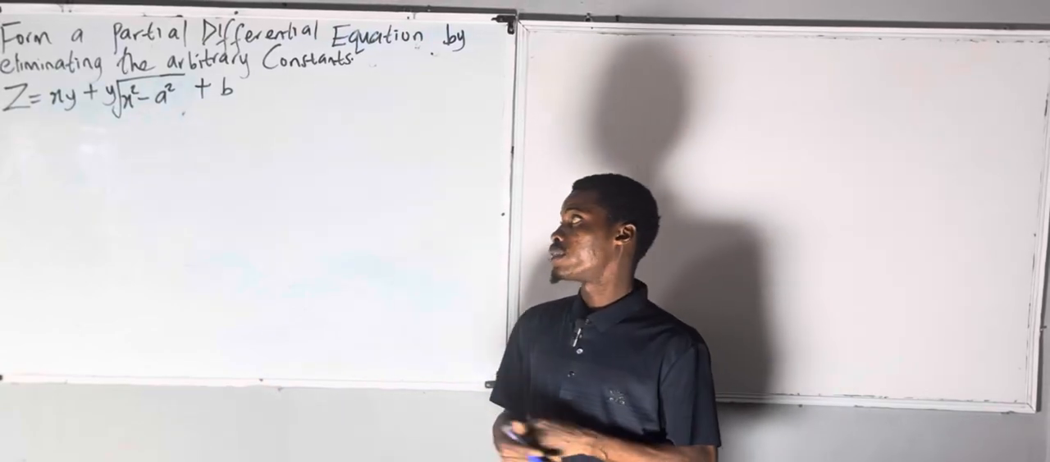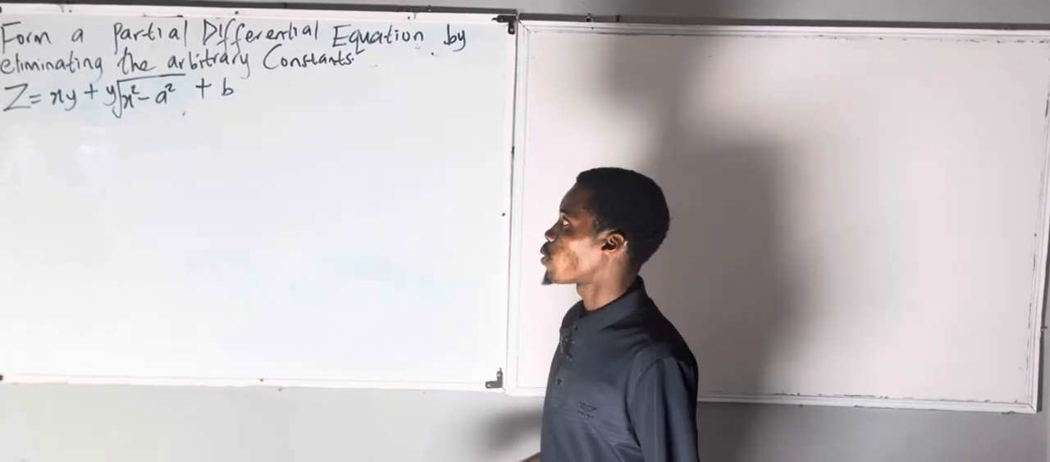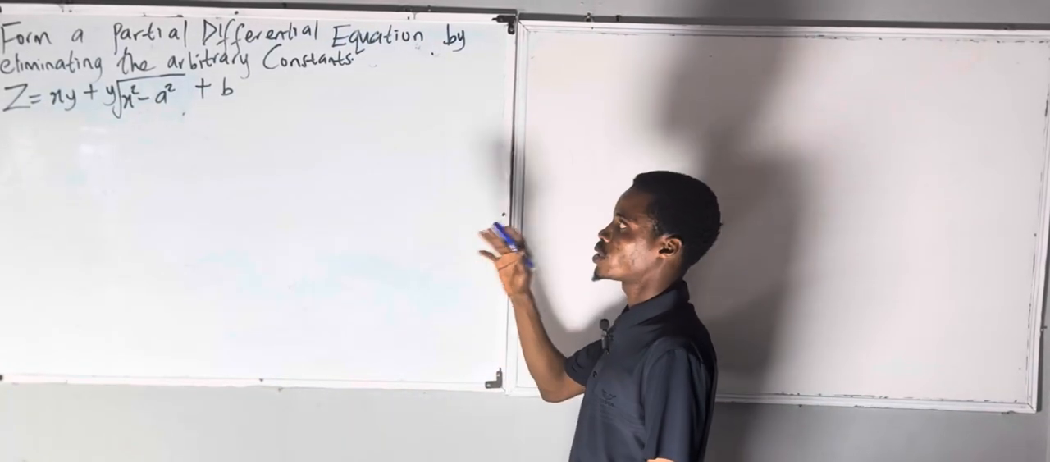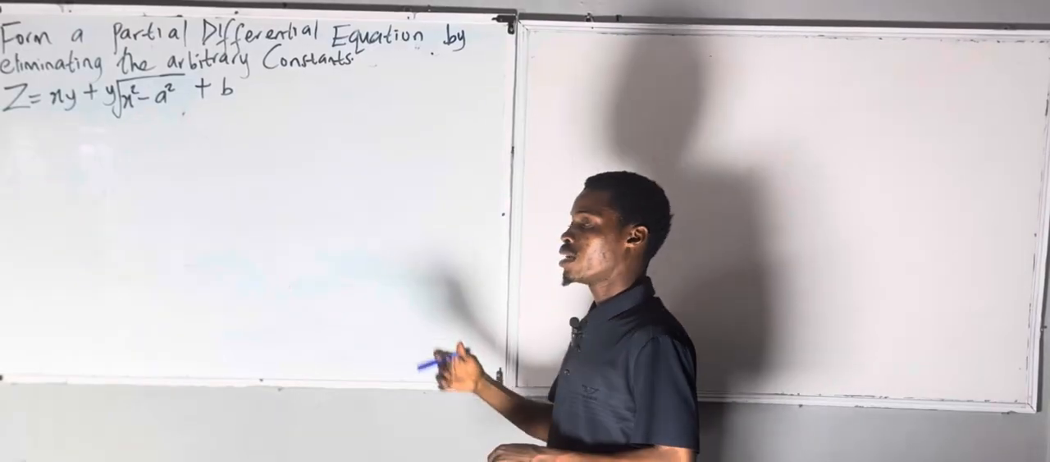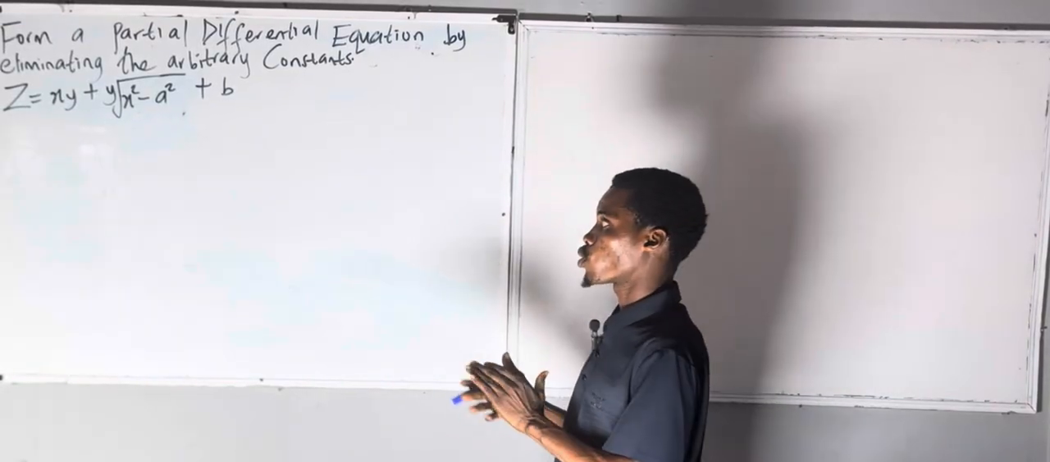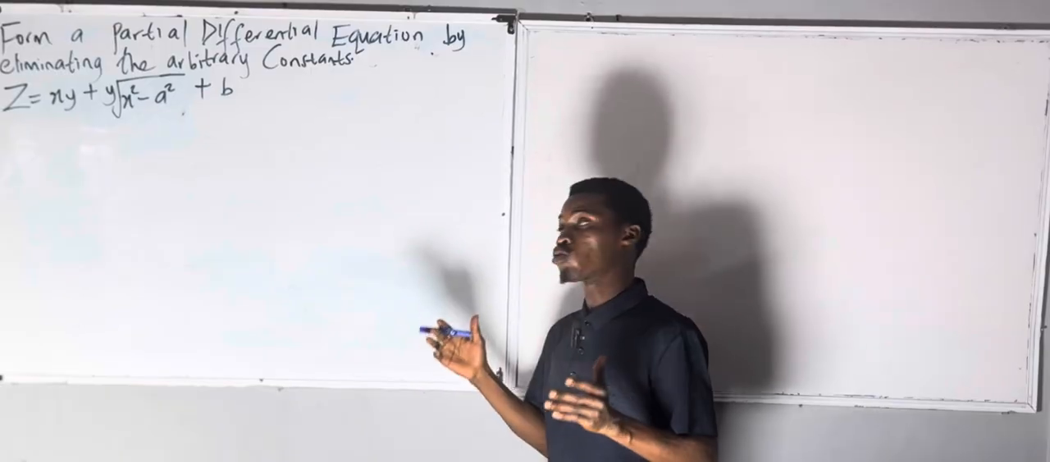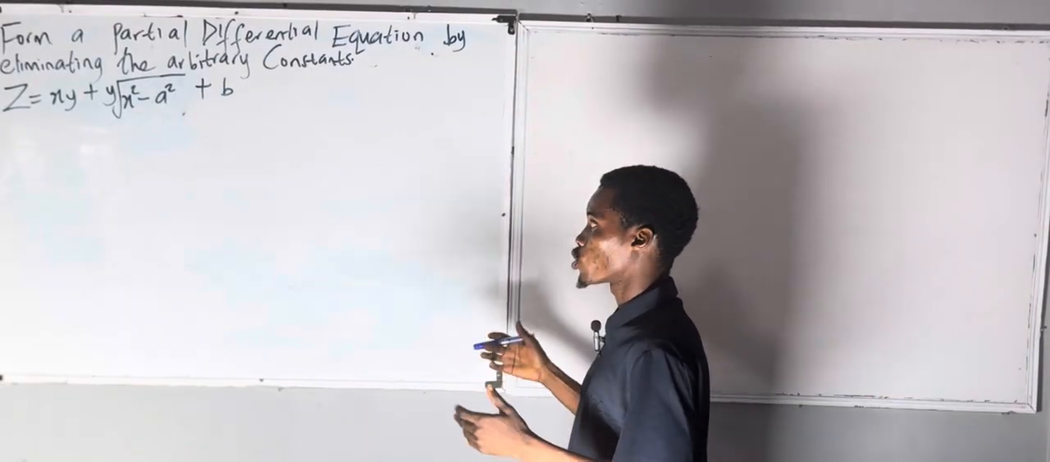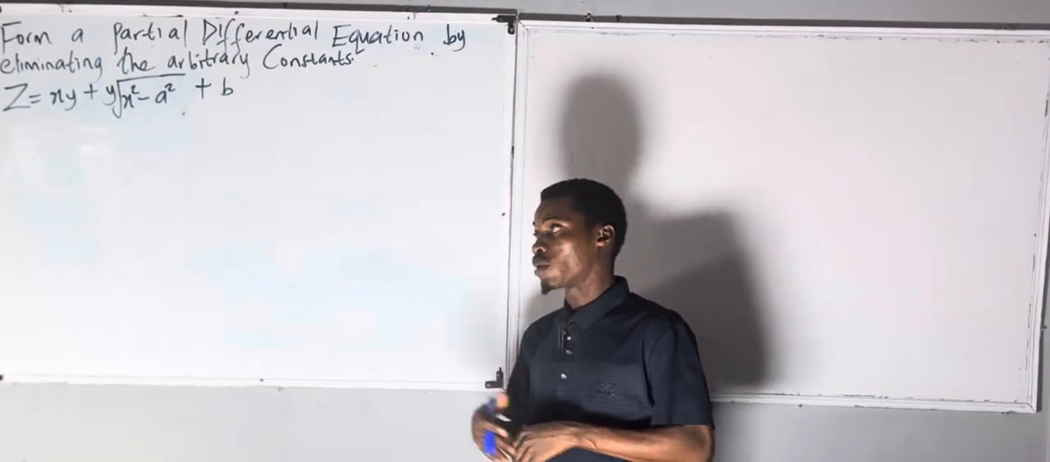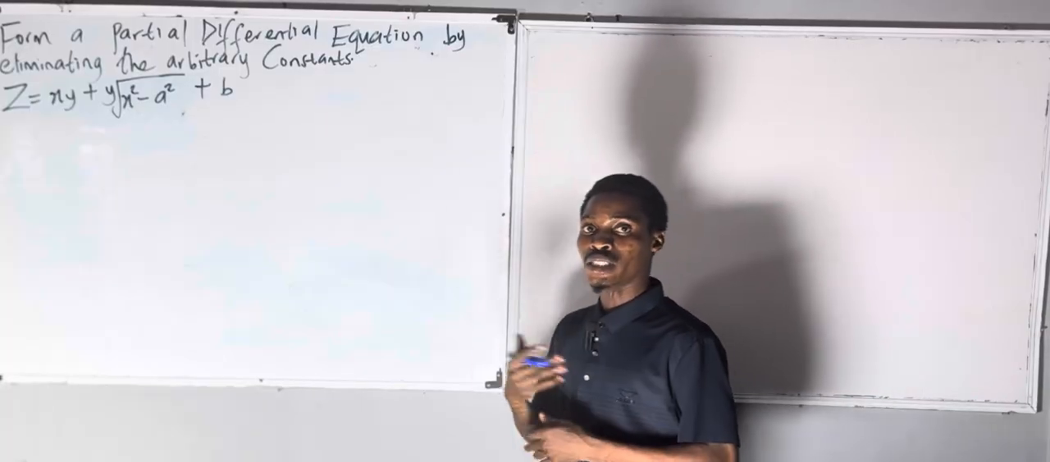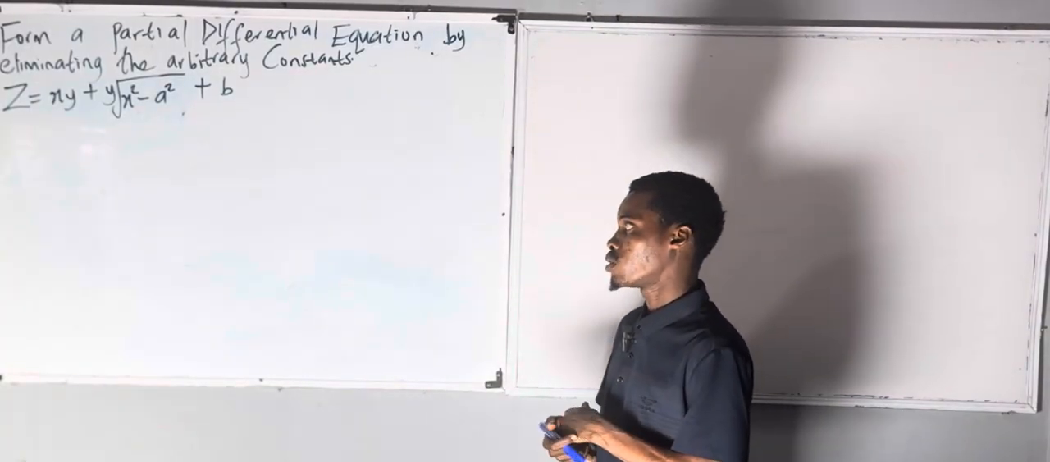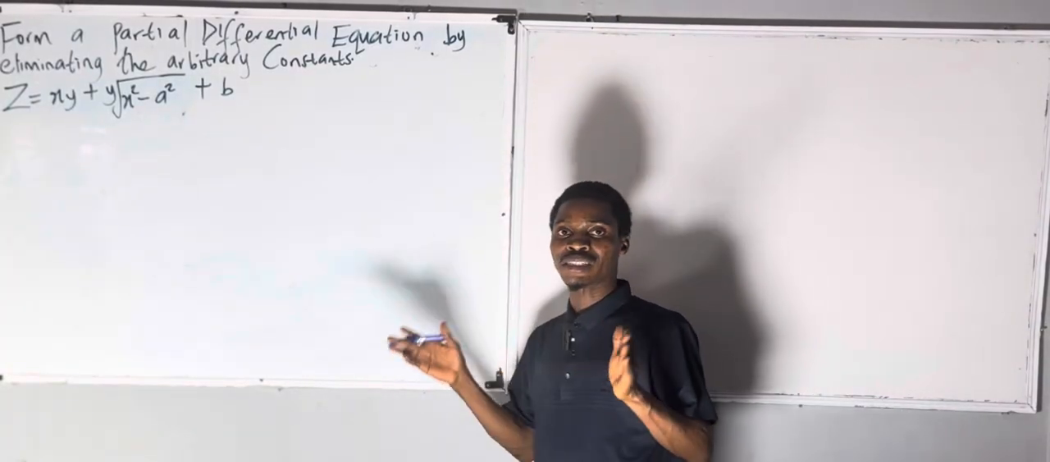So let us consider this question. We have to form a partial differential equation by eliminating the arbitrary constant. z is equal to xy plus y multiplied by the root of x squared minus a squared plus b. We have to eliminate these arbitrary constants by forming what? A new partial differential equation. Remember that the arbitrary constants we have there are a and b.